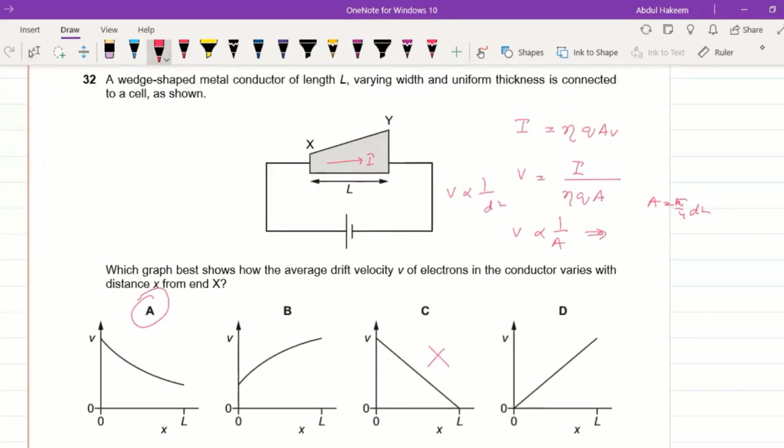If it's a diameter, then diameter square, but here is the area. So area depending on the length because the diameter is decreasing, increasing. So it is v inversely proportional to L. Length, because we have to calculate the area. So area is this.